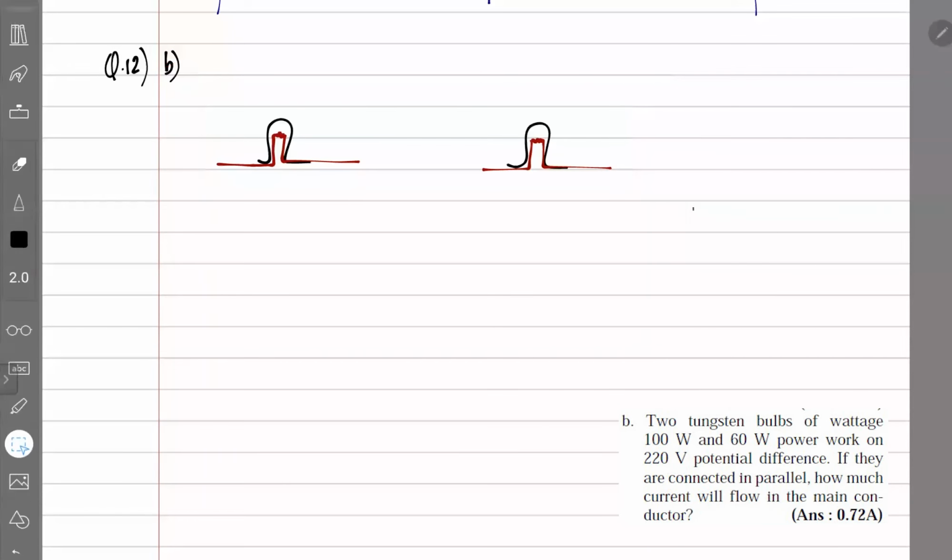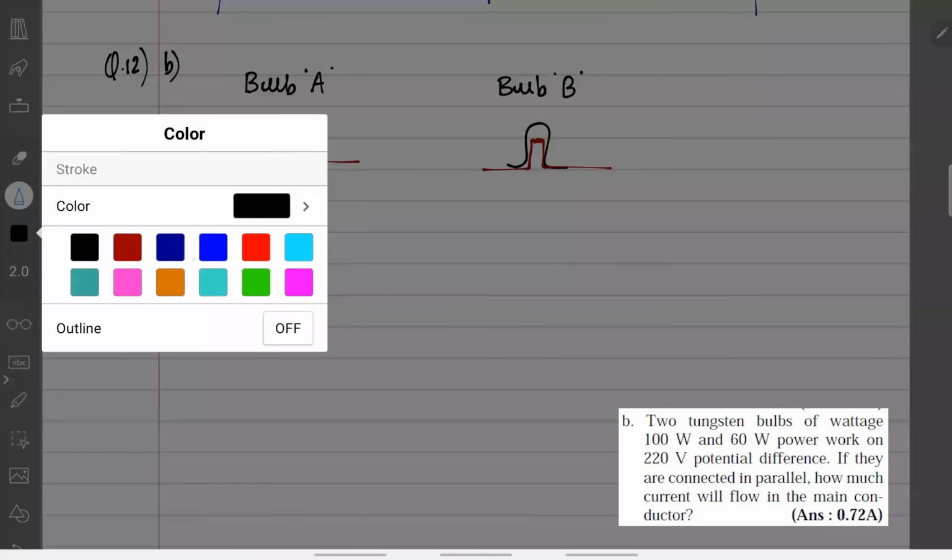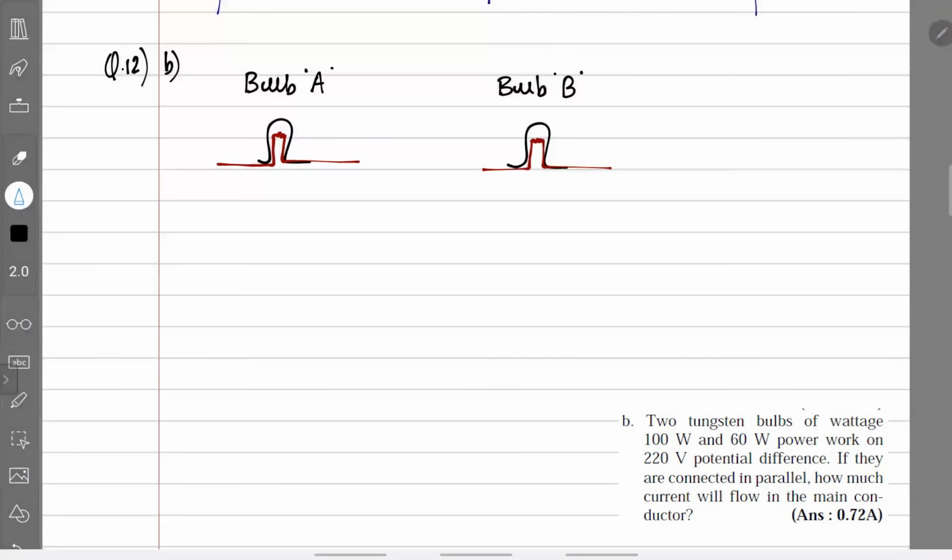Now we will say that this is bulb A and this is bulb B. दोनों का नामकरण कर दिया, नॉमेनक्लेचर, नेम दे दिया उसको. दोनों ही टंगस्टन के हैं, बट ध्यान देना, क्वेश्चन सेज 2 टंगस्टन बल्ब ऑफ वॉटेज 100 वॉट एंड 60 वॉट. ओके, इसका मतलब A का वॉट 100 वॉट है और B का पावर 60 वॉट है. दोनों को किससे कनेक्ट किया है? दोनों को कनेक्ट किया है सेम काइंड ऑफ पोटेंशियल डिफरेंस से.